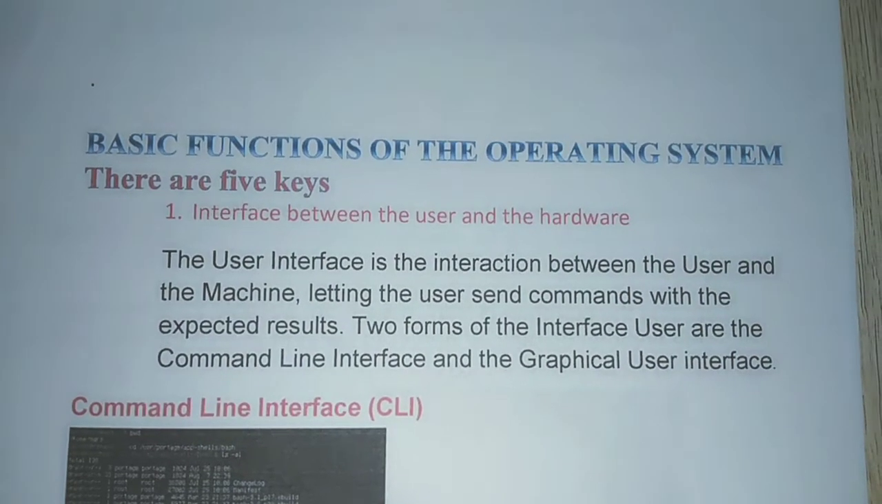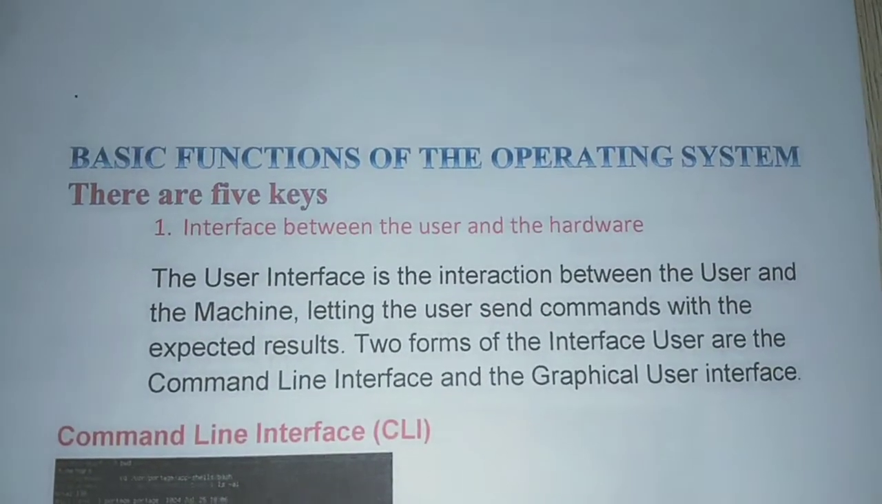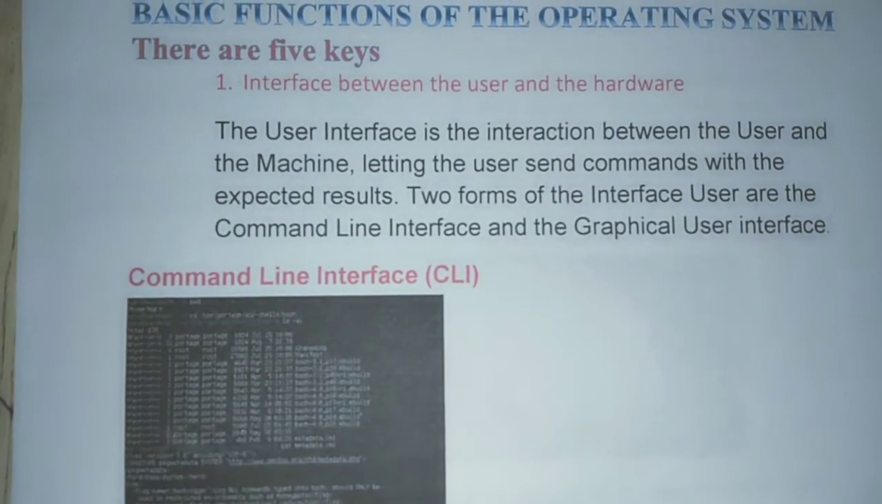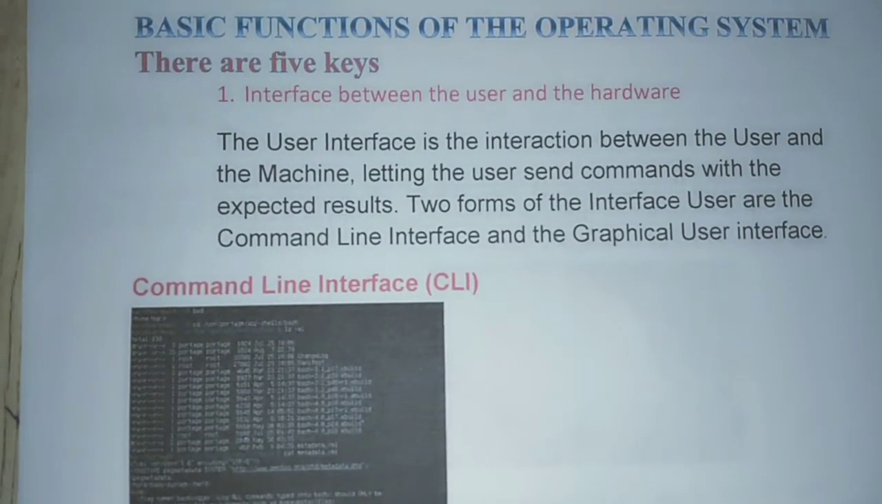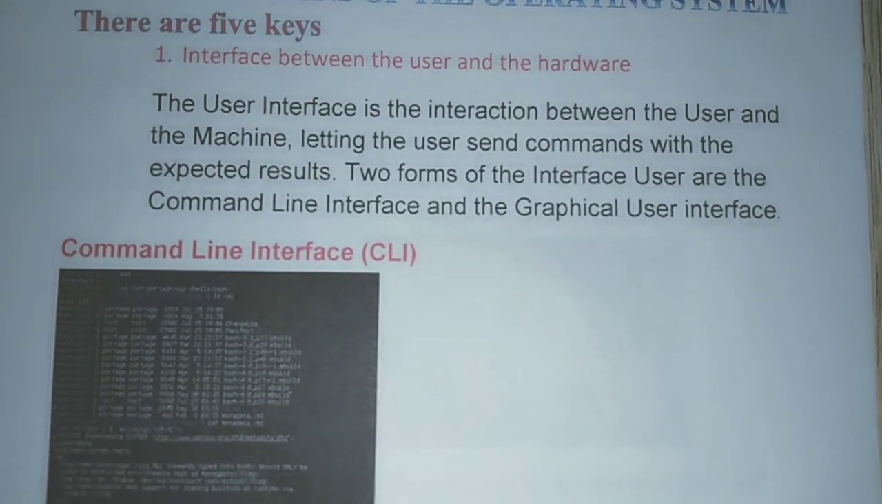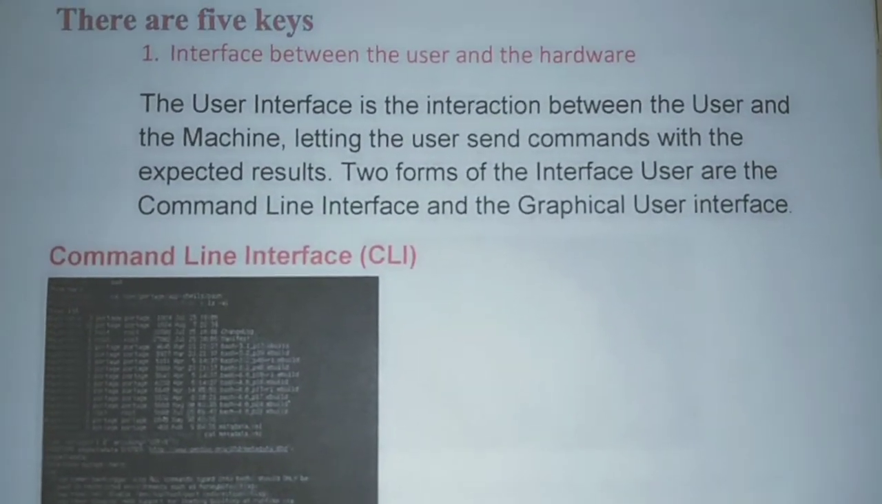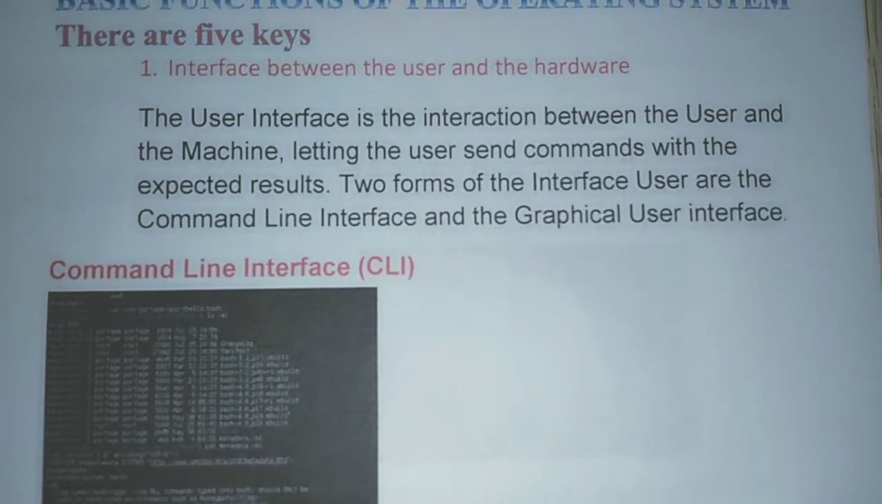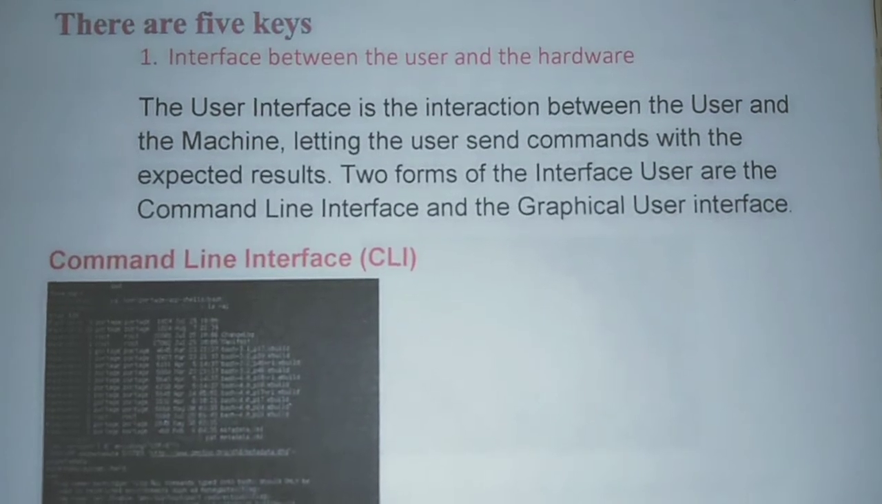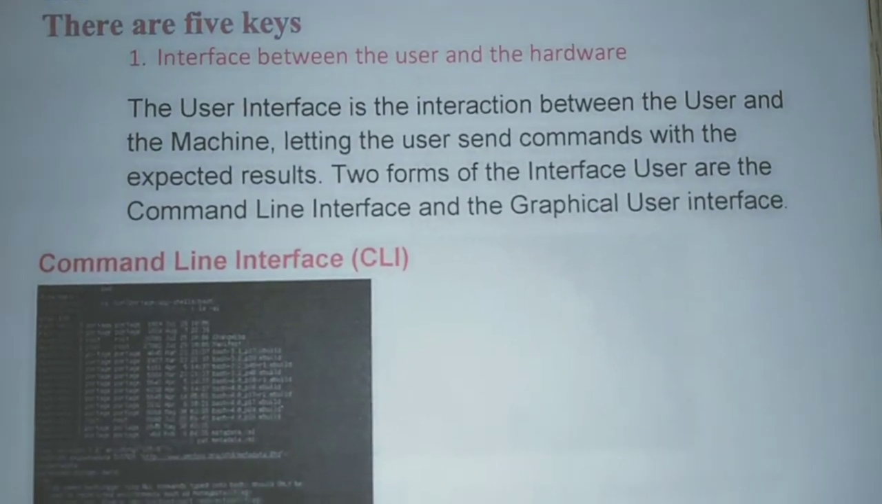Hi, today we are going to learn about the basic functions of the operating system. There are 5 key functions. Interface between the user and the hardware. The user interface is the interaction between the user and the machine, letting the user send commands with the expected results. The forms of the user interface are the command line interface and the graphical user interface.